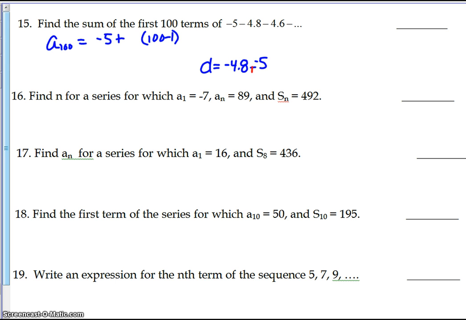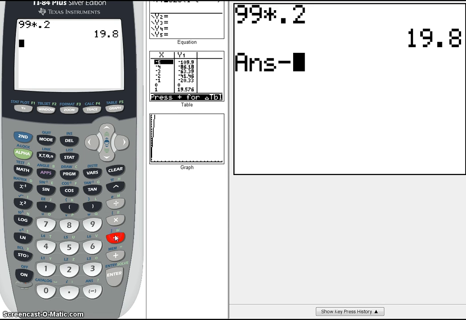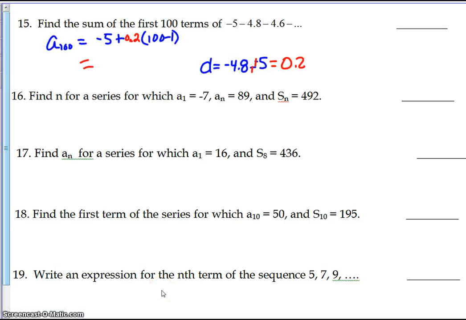And so really what I get here is 0.2. So here I really have my 0.2 in here. I have to do some calculation there. It is really 99 times 0.2 minus 5. Let me do that on my calculator here. I had 99 times 0.2, and then I subtracted 5 from that. So I got 14.8 for my value there. That's what my last term was.